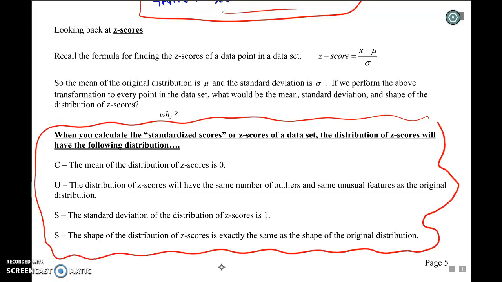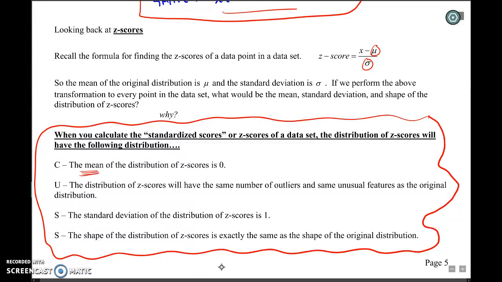Like I said, we talked about it in class, but basically whenever you transform to z-scores, you subtract the mean and divide by the standard deviation. So what that's going to do is, it's going to change the mean, the center of your distribution, to 0, always. And it's going to change the standard deviation to a value of 1. And the shape is going to have the exact same shape as your original distribution.